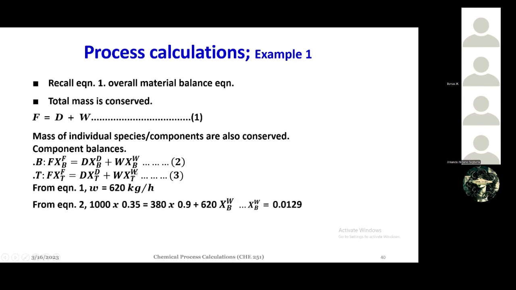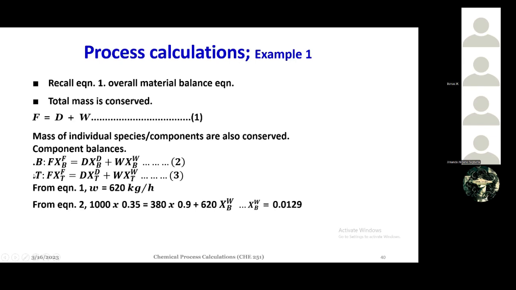When you are putting in the equations, from equation 2, my F is 1000 times my XBF, which was 35%. So in terms of mass fraction, 0.35. And that should be equal to my D, distillate, which was given as 380, times the mass fraction of the benzene in the distillate, which was 0.9, or 90%, plus my W here, 620, times my XBW, the mass fraction in the bottoms, which wasn't given. When I solve this equation, I get XB to be this.